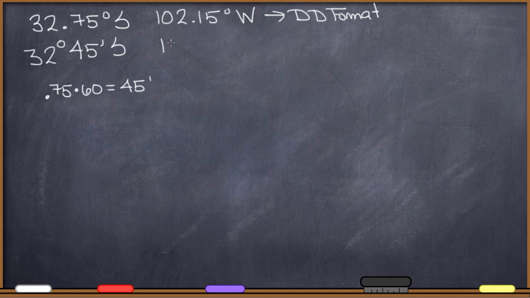Over here, I'm going to do the same thing. 102, excuse me, I don't need the point right there. This is just going to be 102 degrees. How many minutes? Well, 0.15 times 60. And as you can tell, if I take 0.15 and I multiply by 60, I get 9. So this is 9 minutes west. And this is DMS format.